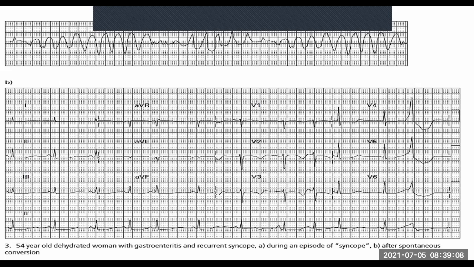And what we said was one of the reasons for that to happen is all the hypos, because your heart is dependent on every single electrolyte that's out there. You name it, it's dependent on it. So we look back at our patient. So a 54-year-old dehydrated woman with gastroenteritis. Let's just stop it there, gastroenteritis and recurrent syncope.